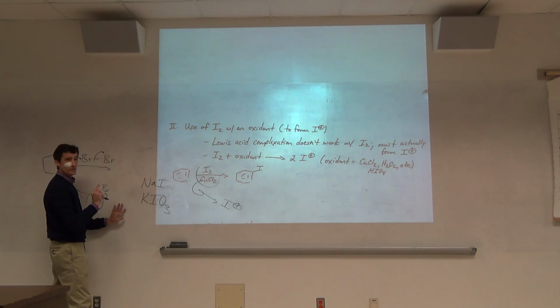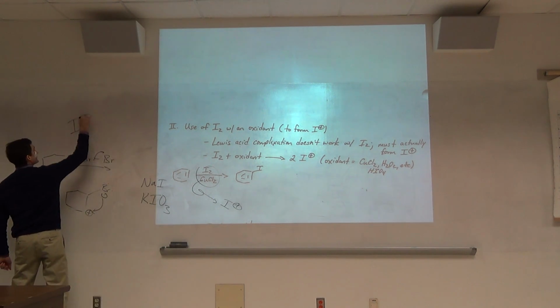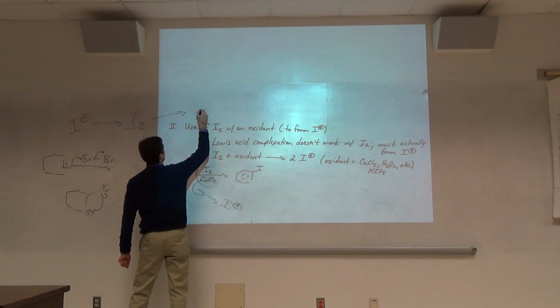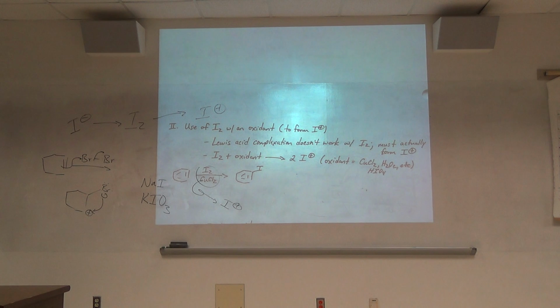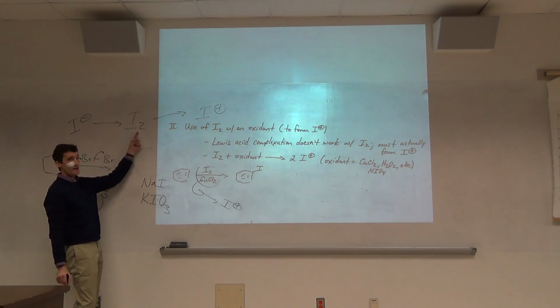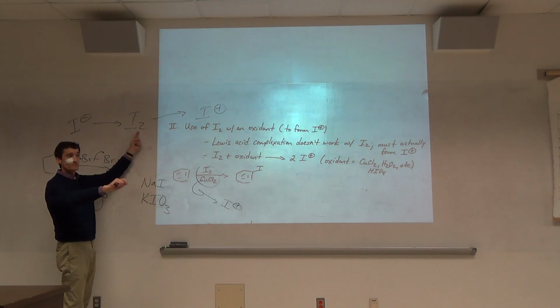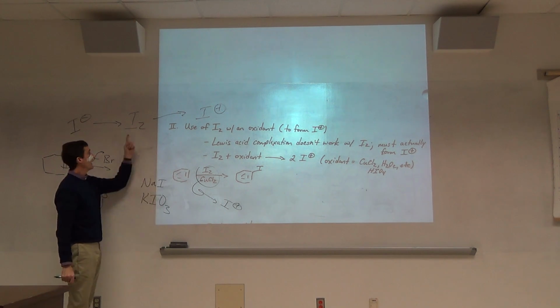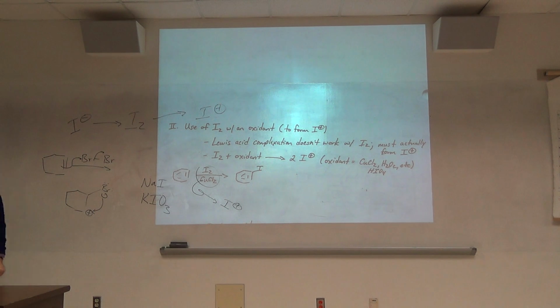There's actually two oxidations. You first went from I- to I2, and then you went to I+. That's two oxidations. Or you could have just started with iodine. Somebody started with iodine, but you still used an oxidant, right? The iodine was oxidized to I+.